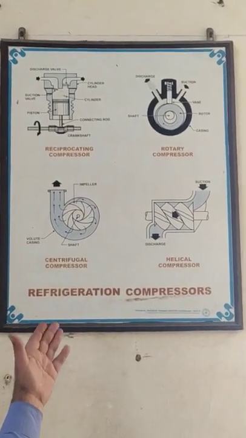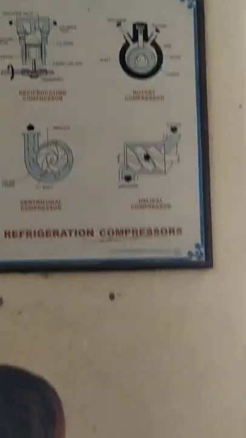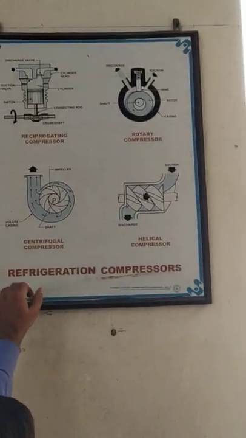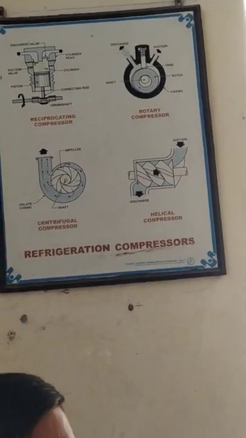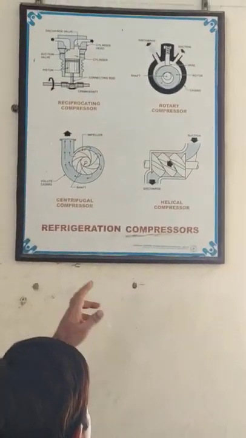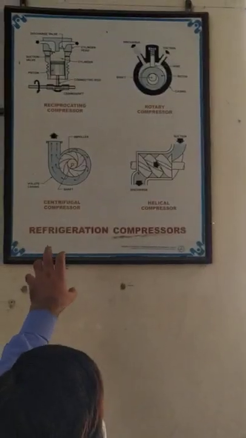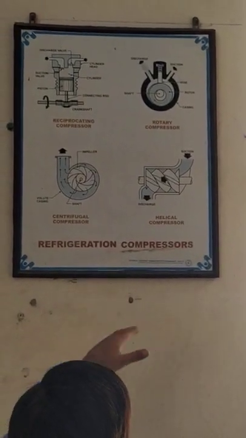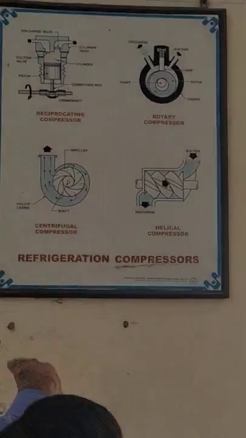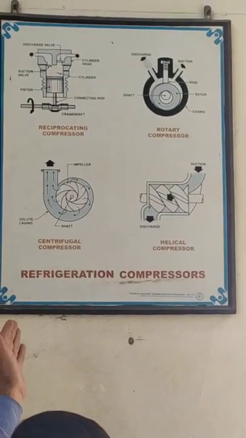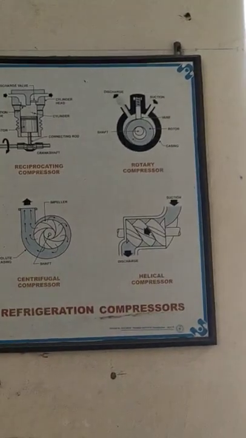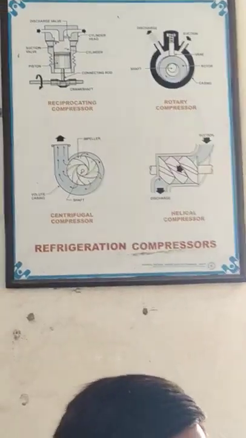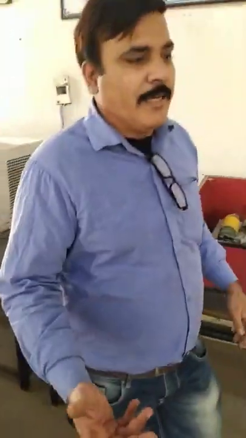Next we have the centrifugal compressor. As we see from this figure, we have the volute casing and the impeller. When the refrigerant passes through the eye of the impeller, it throws the refrigerant to the outer casing, and its pressure and temperature both increase. The high pressure and temperature refrigerant then passes to the condenser, where it condenses.